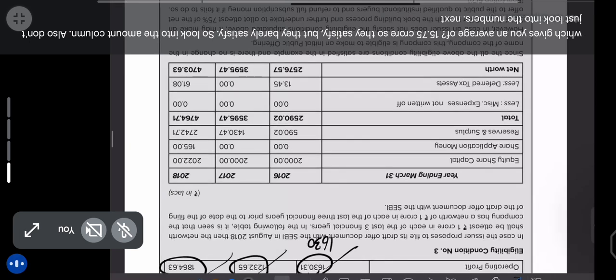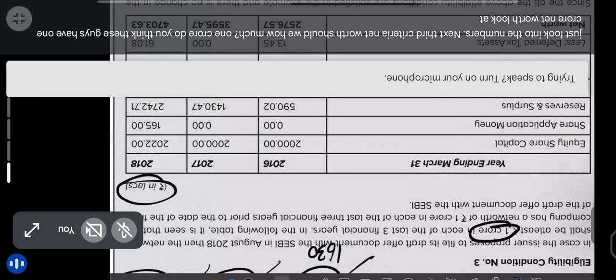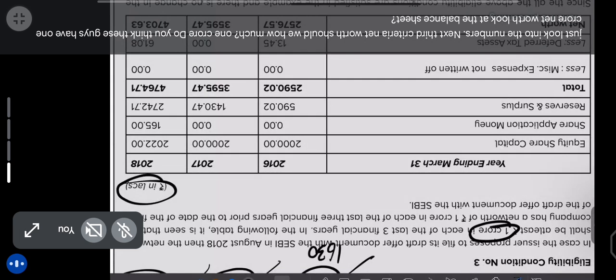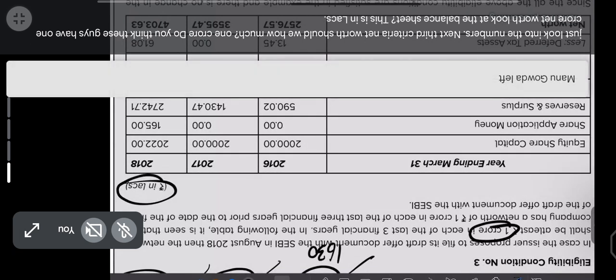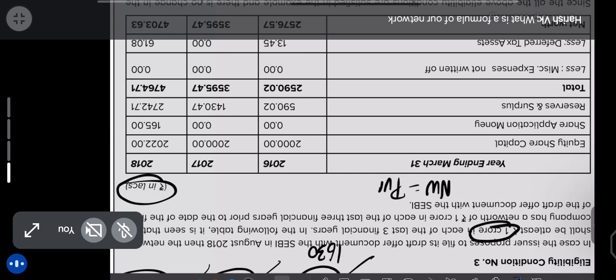Next, third criteria, net worth should be how much? 1 crore. Do you think these guys have 1 crore net worth? Look at the balance sheet. This is in lakhs. What is the value of net worth? 1 crore. What is the formula for net worth? Paid up capital plus free reserves.